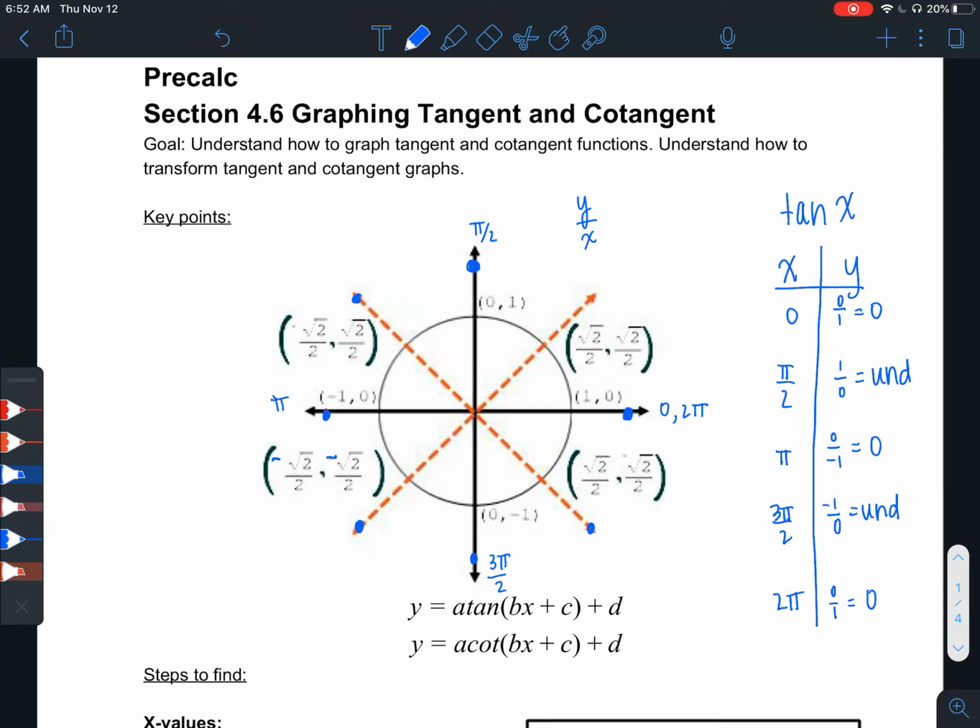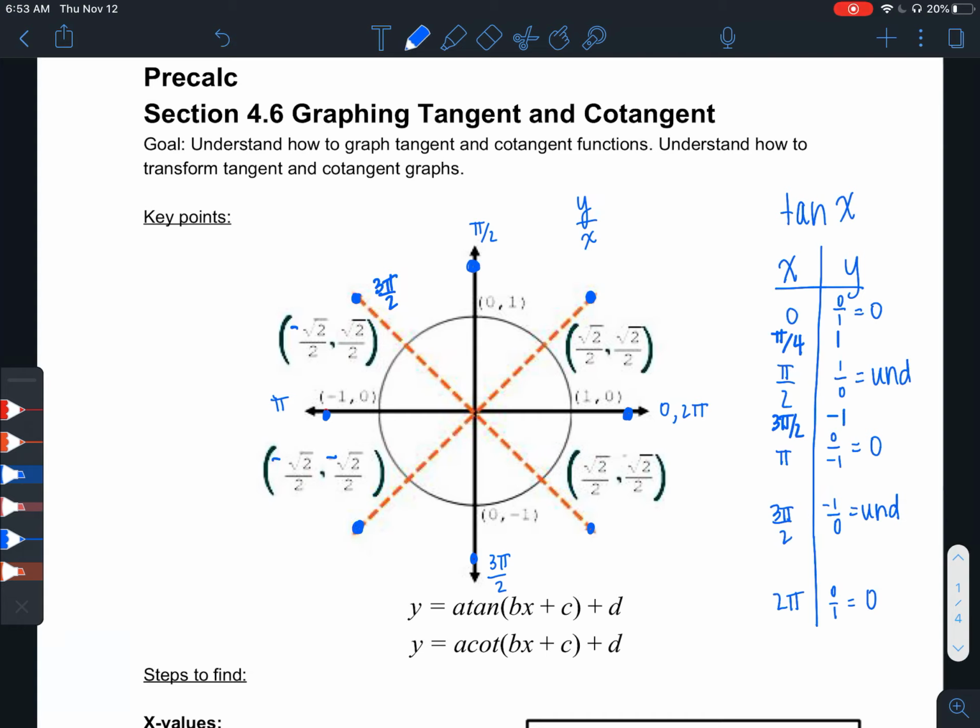Some good key points. At pi over 4, if something has a reference angle of pi over 4, it's going to be a form of 1 because it's radical 2 over 2, radical 2 over 2. So at pi over 4, I get radical 2 over 2, radical 2 over 2, so it's positive 1. At 3 pi over 4, I have a negative radical 2 over 2 over radical 2 over 2, which is negative 1.